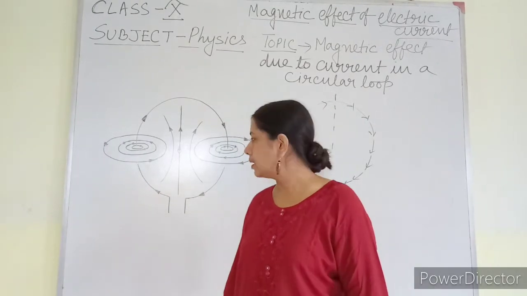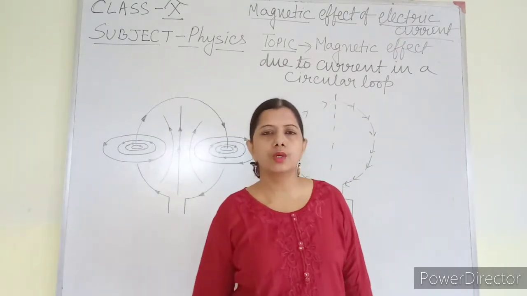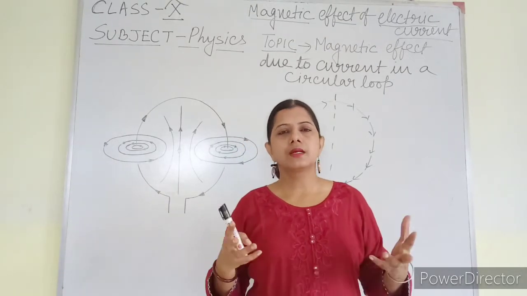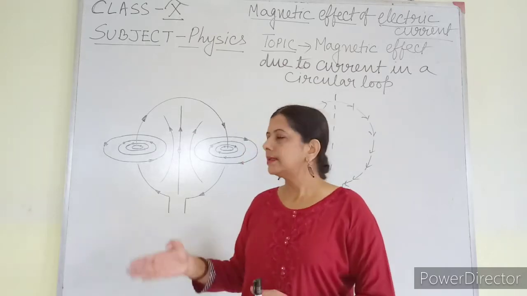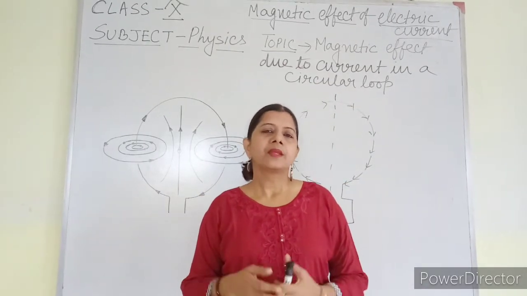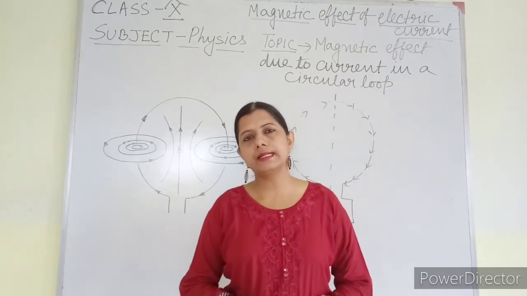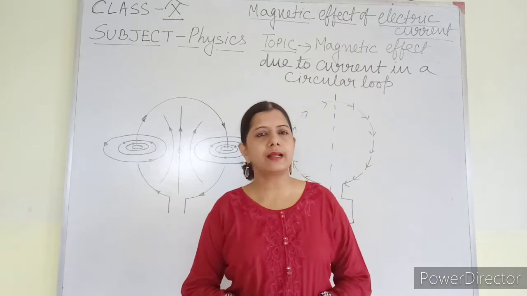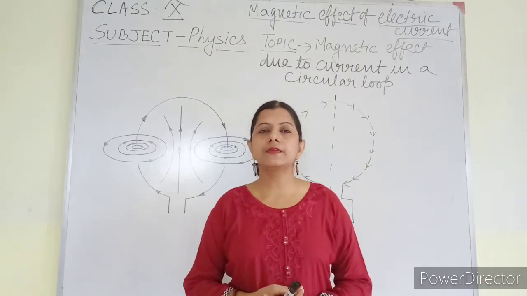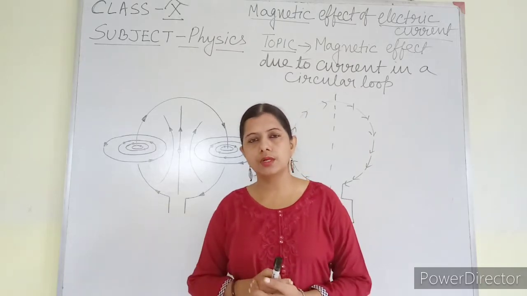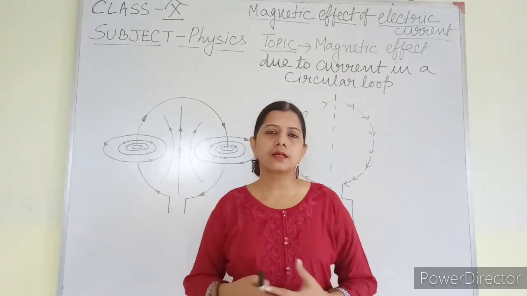Now if I bring a compass needle at any point near the circular loop, we will find that the compass needle will deflect, and this deflection will prove that this is also behaving like a magnet. So a circular loop carrying current can also behave like a magnet. It can also produce a magnetic field around it. So now we are going to find out how the magnetic field lines look in a circular loop, and what is the effect of the magnetic field in the circular loop.